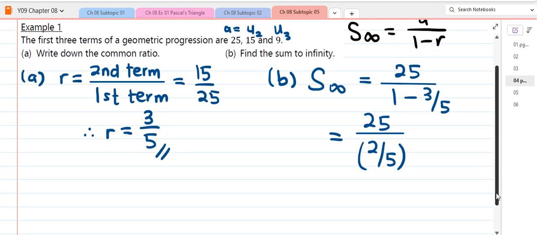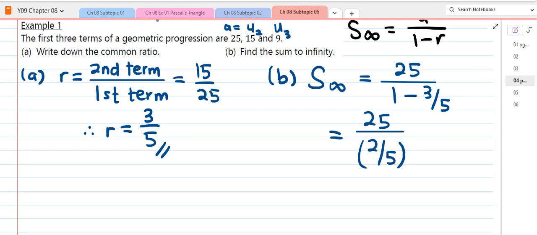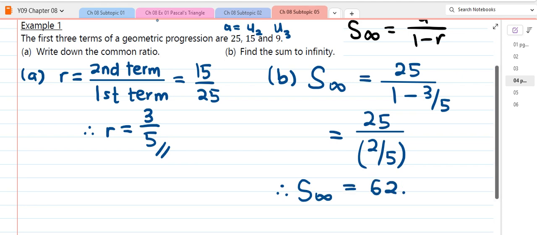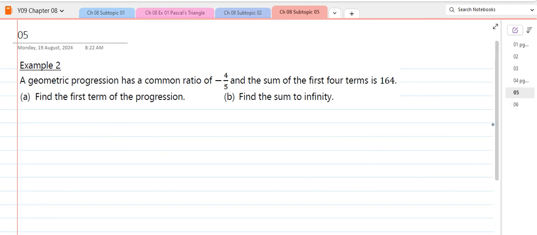So finally, this is your sum to infinity, which is 62.5. Alright, so this one is the sum to infinity, 62.5. So let's move on to the next example.